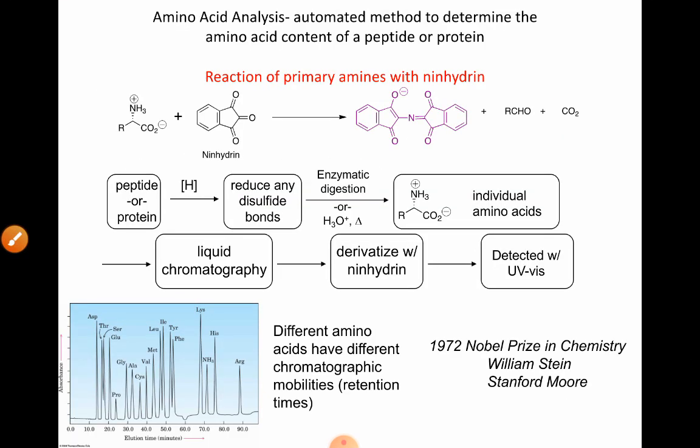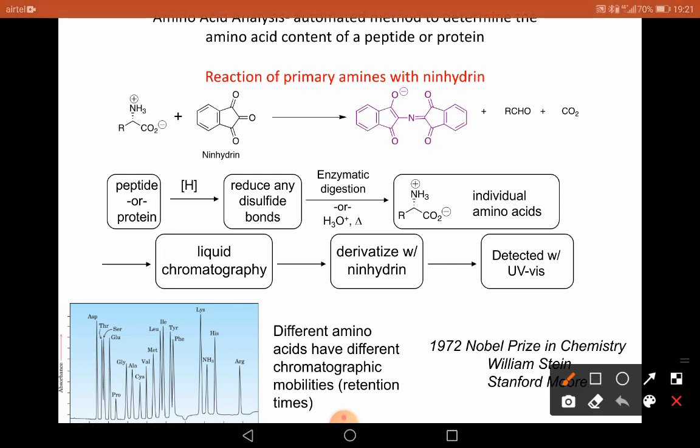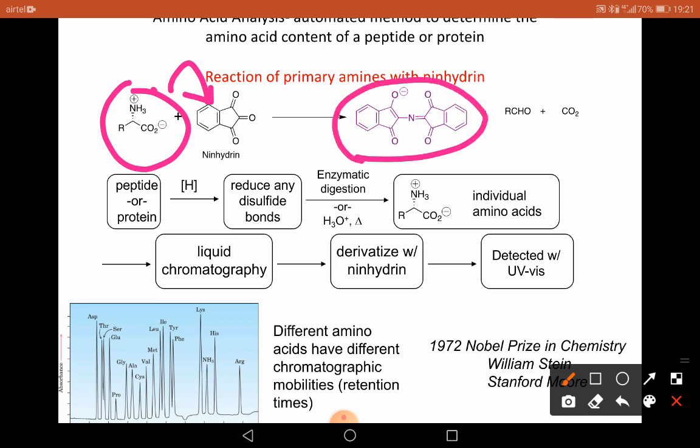And there is another method for which a Nobel Prize in chemistry was honored: amino acid analysis by an automated method to determine the amino acid content of a peptide or a protein. The reaction of primary amines with ninhydrin. So this is how an amino acid is interacting with ninhydrin to form the complex.